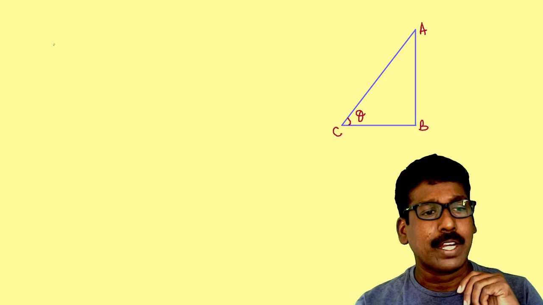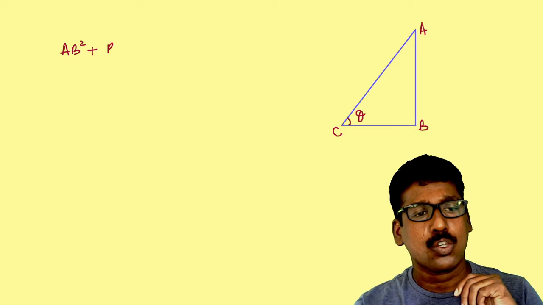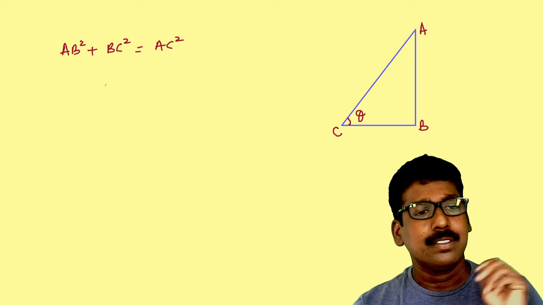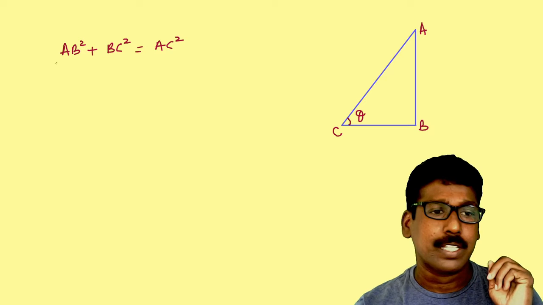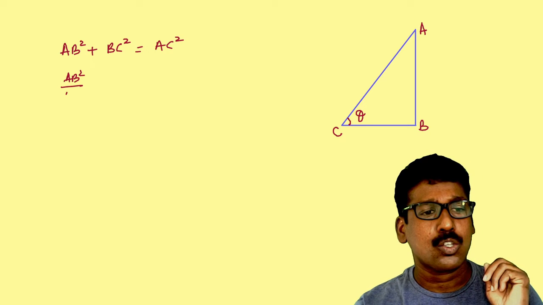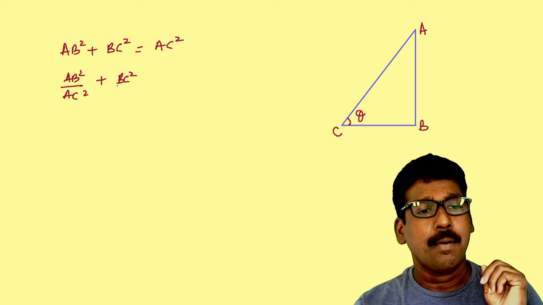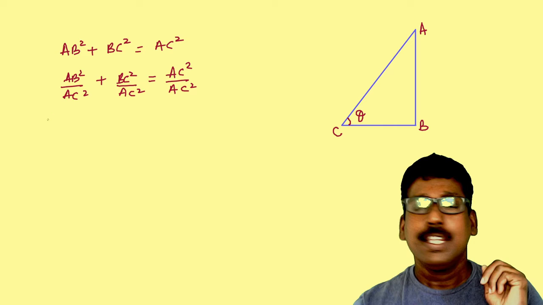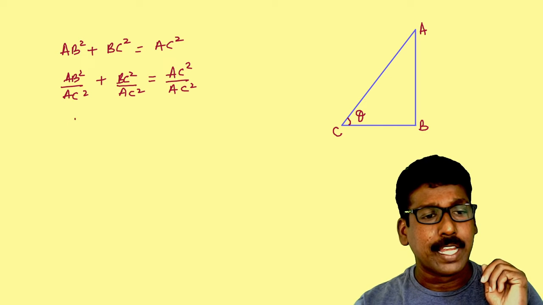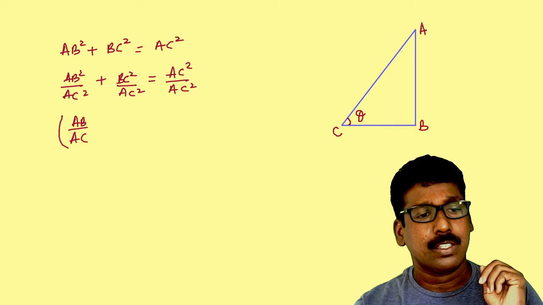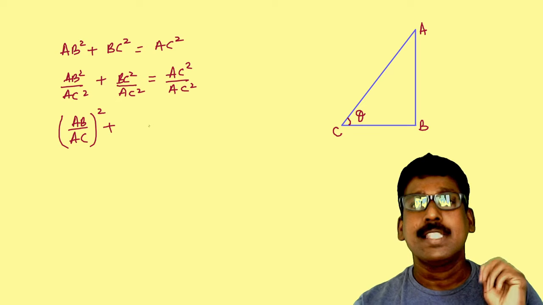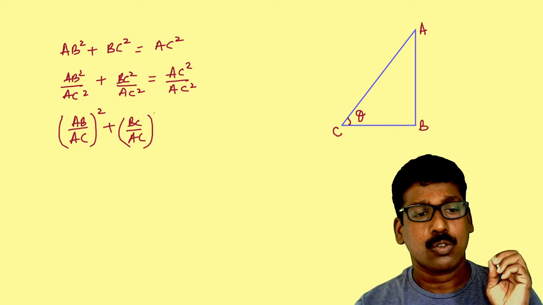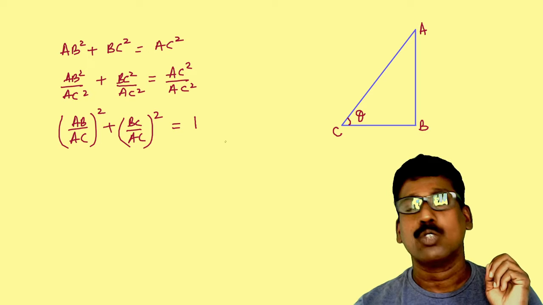Now, by Pythagoras theorem, you can write AB square plus BC square is equal to AC square. Now, let me divide this equation throughout by AC square. What do you get? That is AB square by AC square plus BC square by AC square is equal to AC square by AC square. Now, AB square by AC square, you can write as AB by AC whole square. Plus, similarly, BC square by AC square, how can you write? Yes, it is BC by AC the whole square. And AC square by AC square is equal to 1.